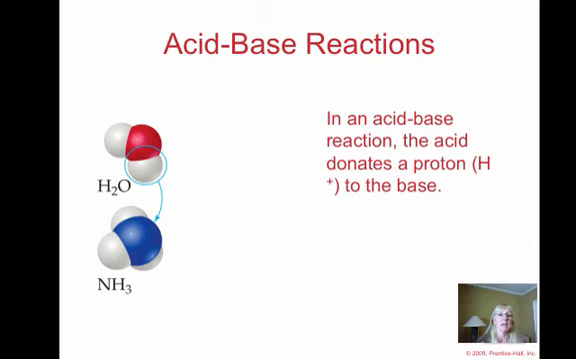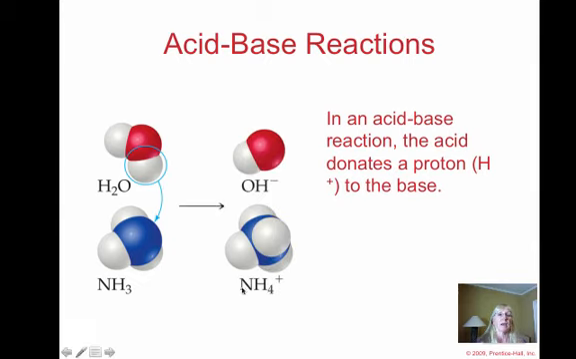Now what happens is that, as you can see, as I look at my before picture on the left, here is H2O, and this is a hydrogen ion that's going to be donated over here to the NH3, ammonia. Make sure you keep those straight. When that occurs, all that's left behind is a hydroxide ion, and you form the ammonium. So in an acid-base reaction, the acid in this case happens to be water, and water can act as what we call a weak acid.